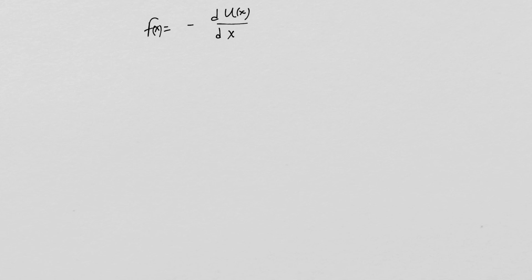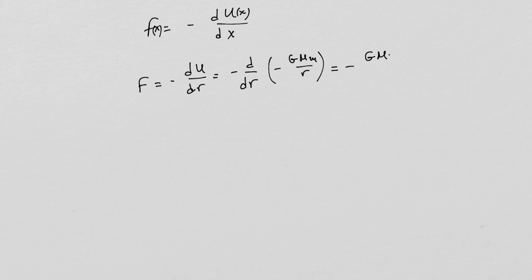Well, I can do the same calculation in the framework of gravitational force. So the gravitational force will be equal to minus dU/dr, which is equal to minus d/dr of negative GMm over r. When you calculate this derivative, that is equal to minus GMm over r squared.